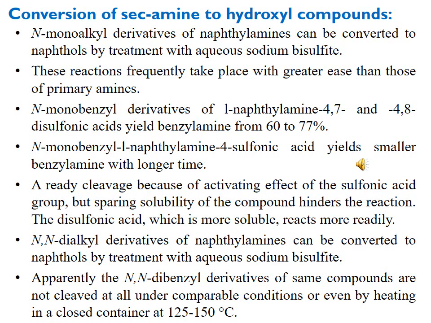The second case is that N-monobenzyl-1-naphthylamine-4-sulfonic acid also yields the product, but in smaller amount and also after a long time. The first, which we discussed last, contains disulfonic acid. The benzylamine having two sulfonic acid substituents is easily converted as compared to that having one sulfonic acid substituent. What is the basic reason? It is explained that the aryl cleavage occurs because of the activating effect of the sulfonic acid group. But the sparing solubility of the compound hinders the reaction for one group. When there is disulfonic acid, it is more soluble, so the reaction takes place very easily.